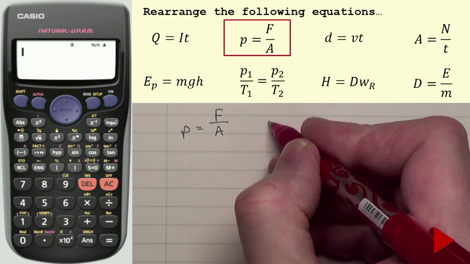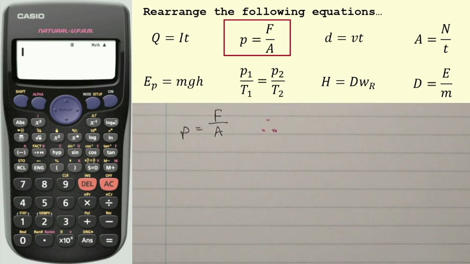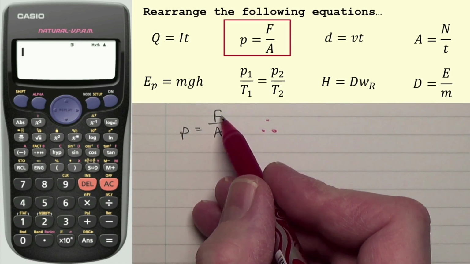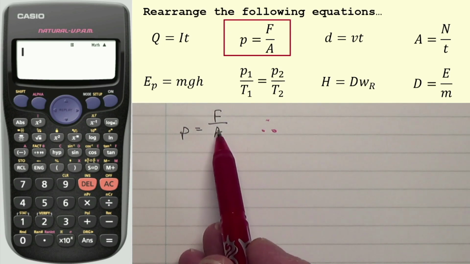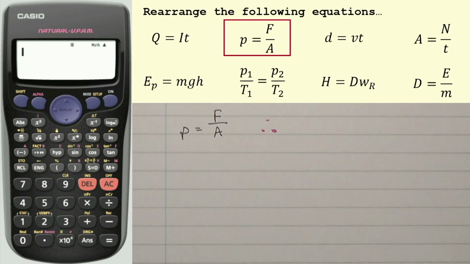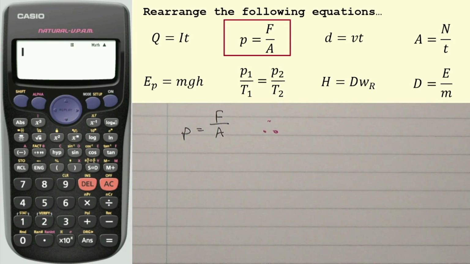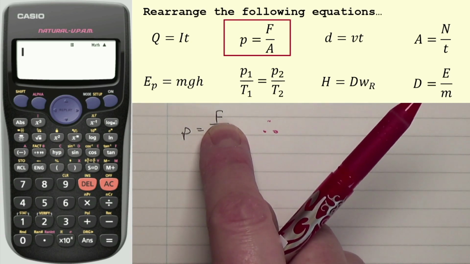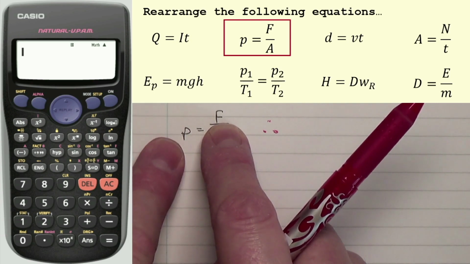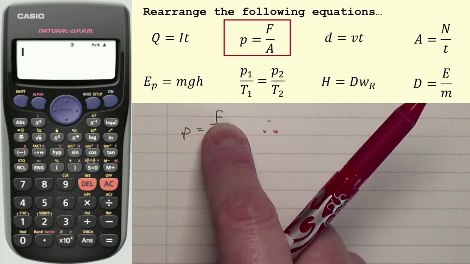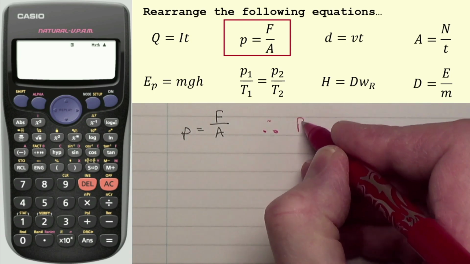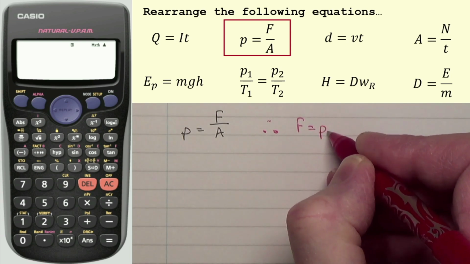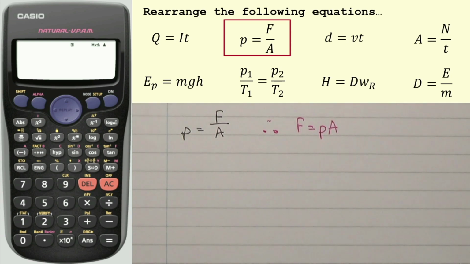So first of all, let's say I wanted to make F the subject of the equation. At the moment F is being divided by A, so I need to do the exact opposite of division. I need to multiply the right hand side by A to get F on its own. So that of course means I'll need to multiply the left hand side by A as well, and that will give me F is equal to P times A.